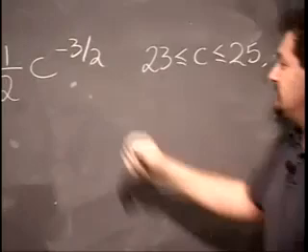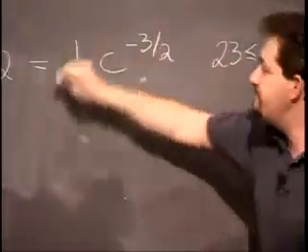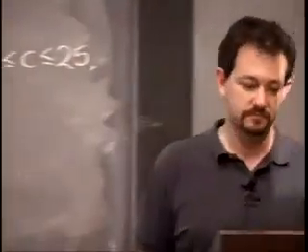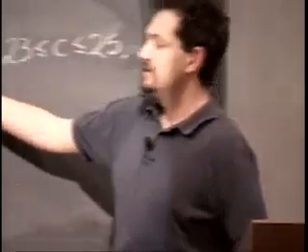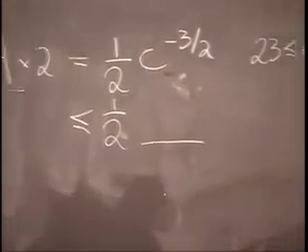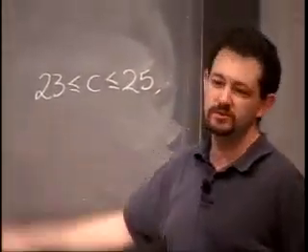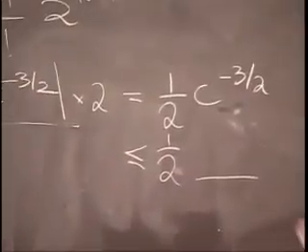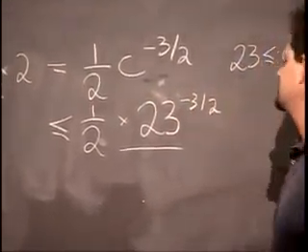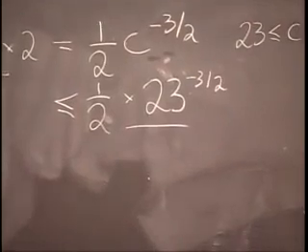Okay, I need to get rid of c. I need to work out how big could this possibly be. Well, 25 to the minus 3 halves or 23 to the minus 3 halves. Is this function decreasing in c or increasing in c? When c gets bigger, does this get bigger or smaller? It gets smaller. So the biggest value is at 23 to the minus 3 halves. And who knows what that is?